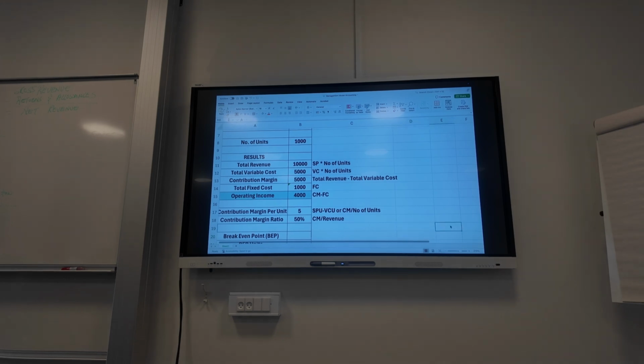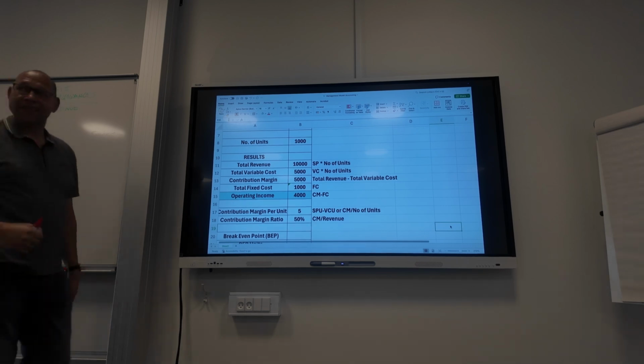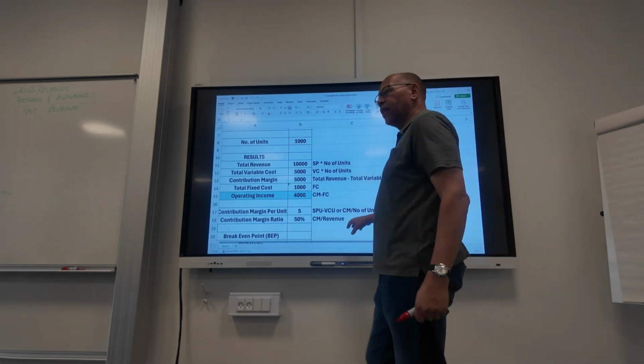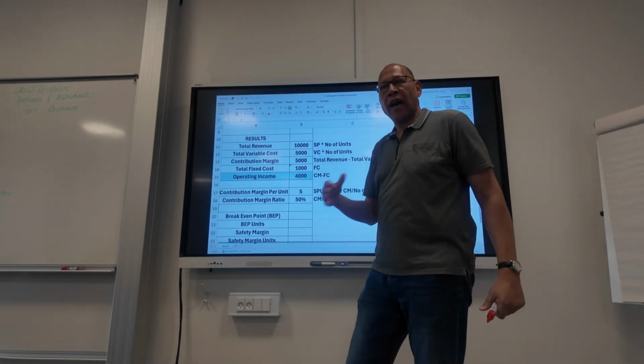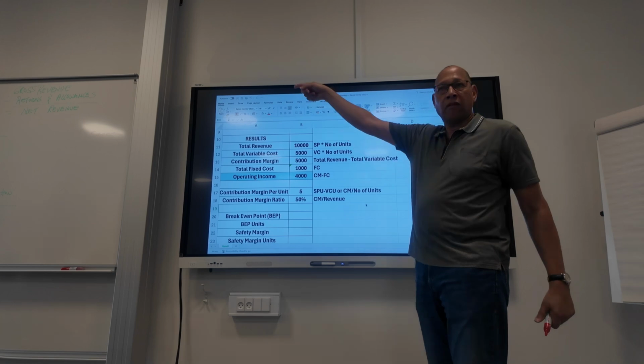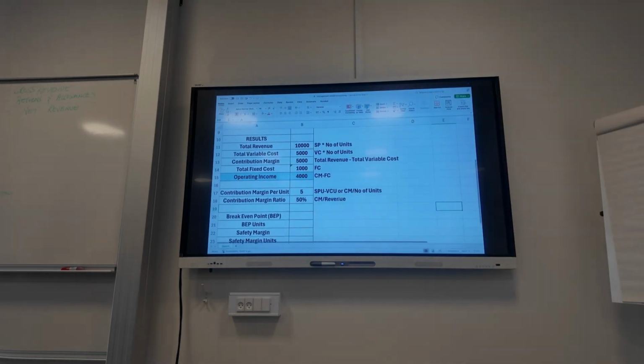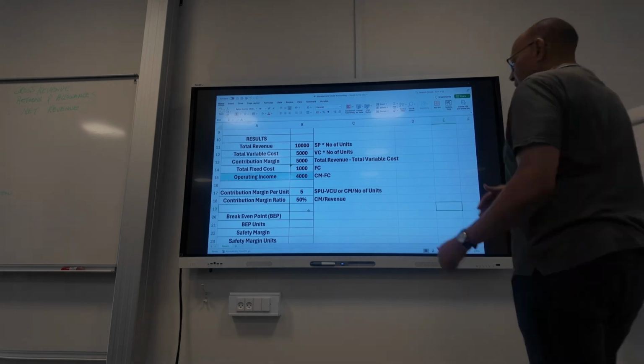So whatever contribution margin ratio you get, you've got to fill in the rest. If this was 60%, it's 40% variable cost. If it's 20%, it's 80% variable cost, right? Good.